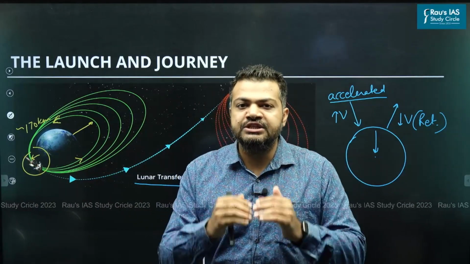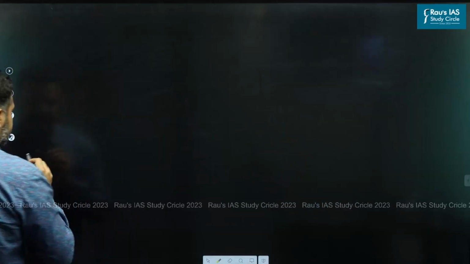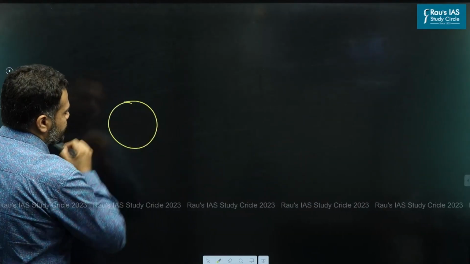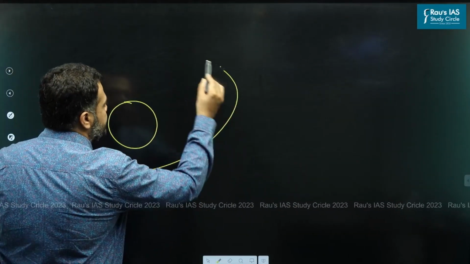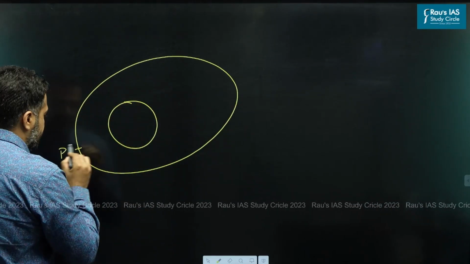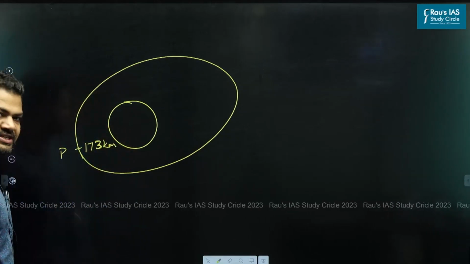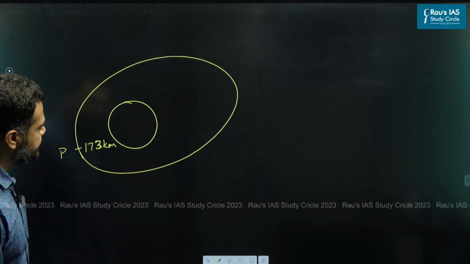when the Chandrayaan reached the perigee for the first time, what they did, I'll draw it here so that all of you are able to understand. So firstly they deployed it in an elliptical orbit, keeping the perigee at a distance of 173 kilometers. Previously I said 170, but 173 was the actual perigee.